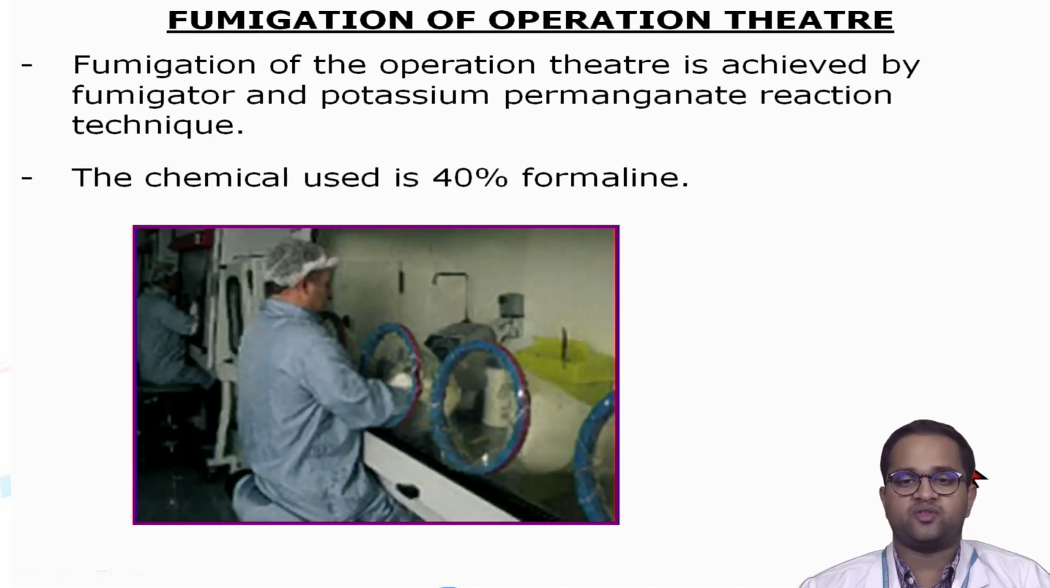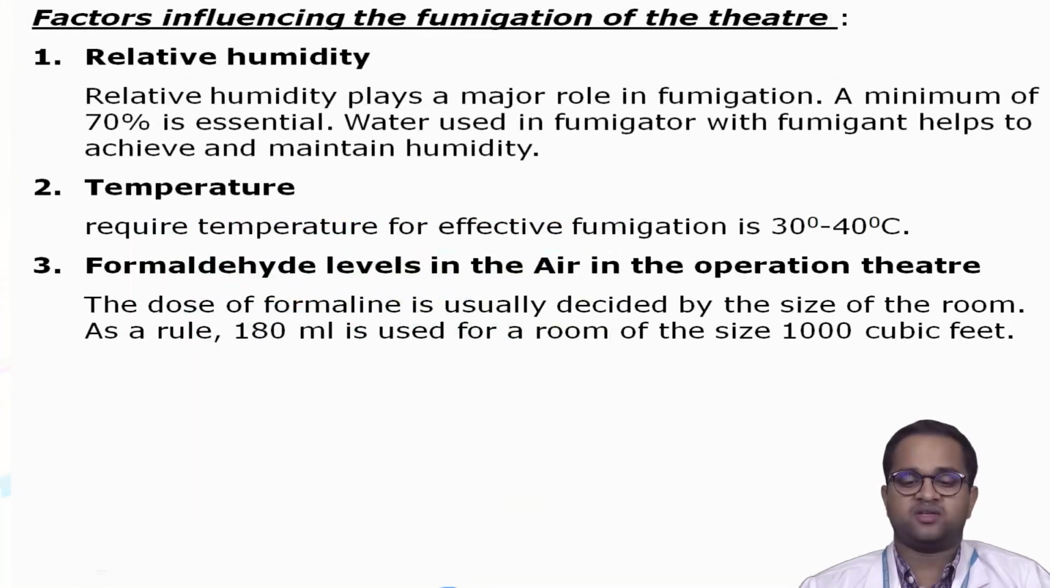Coming to fumigation of the operating theatre or OT, fumigation is achieved by the fumigator and potassium permanganate reaction technique. The chemical used is 40% formalin. Factors influencing the fumigation of the theatre: you have relative humidity, which plays a major role. A minimum of 70% is essential. Water used in the fumigator with the fumigant helps to achieve and maintain humidity.